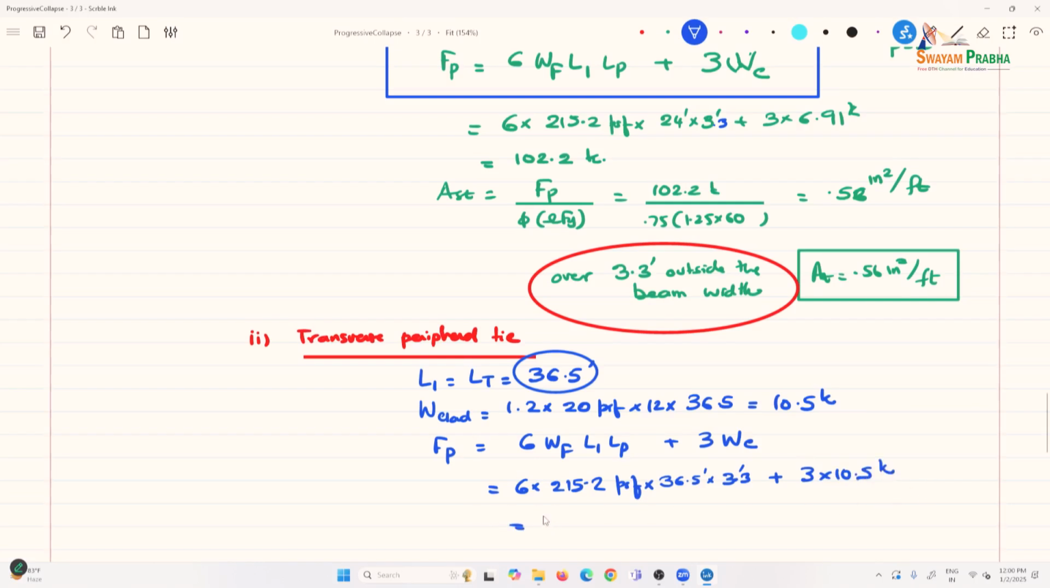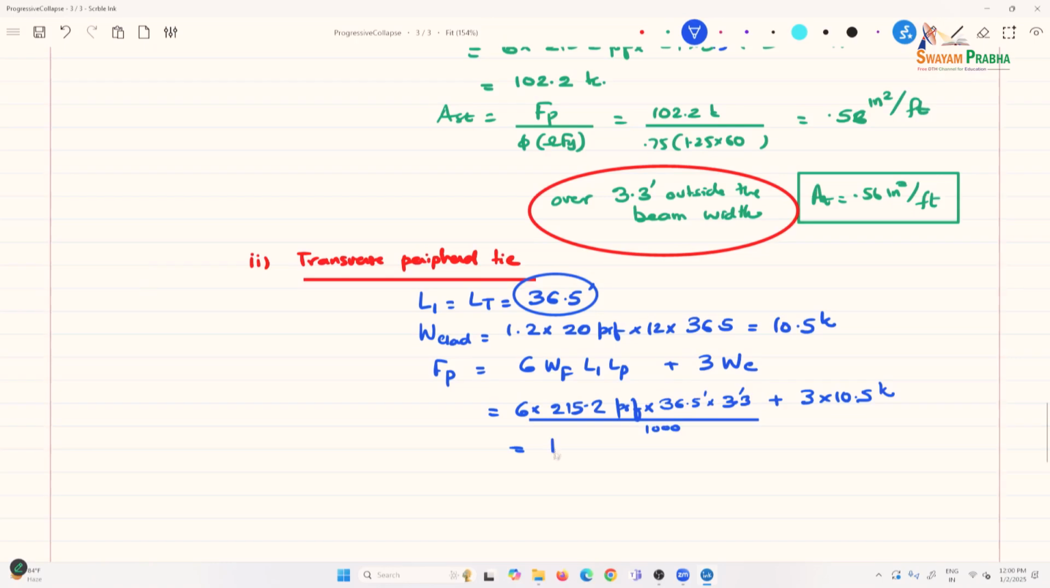Overall it shouldn't affect, what do we get here? This is divided by 1000, should be around 180 something. So 6 times 215.2 times 36.5 times 3.3 by 1000 plus 30. 155 you said? Is that what you said, Raghav? So 155, yeah, I thought it was a little bit higher.